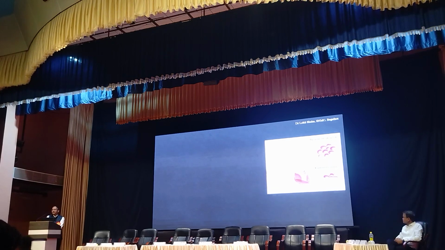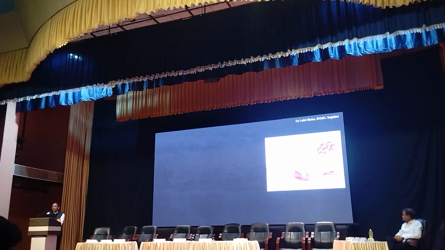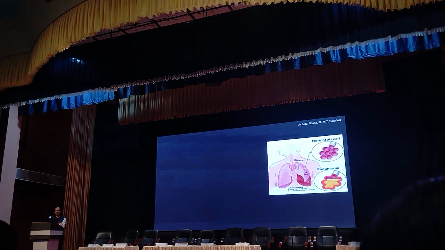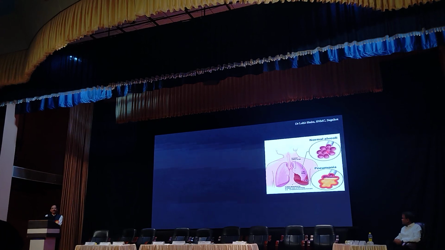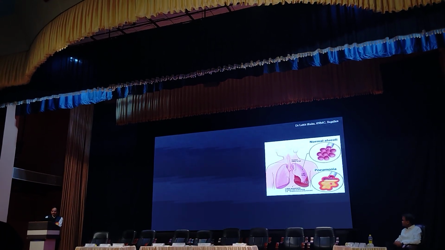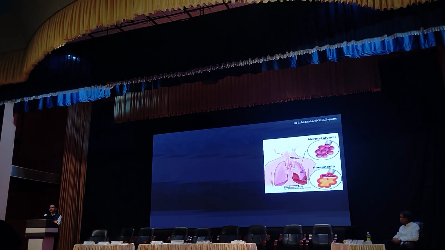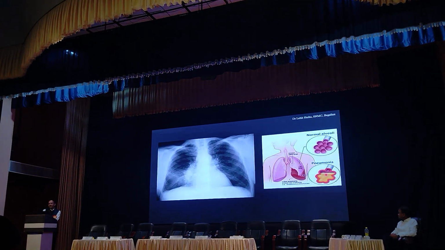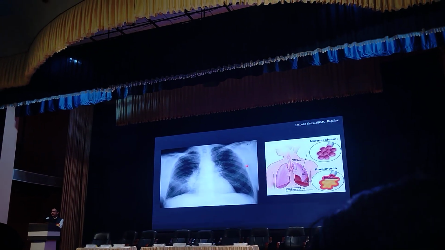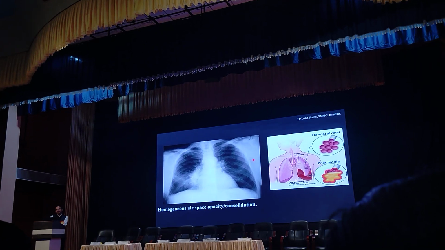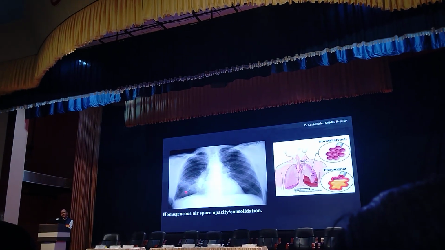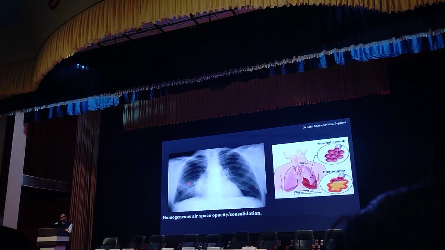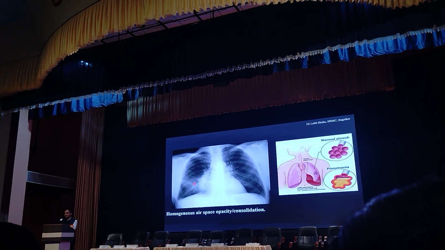We are going to see these are the alveoli, or the air sacs. Whenever these air sacs get infected, there is inflammation. Then after the inflammation, there is a collection of fluid. That is what we call pneumonia. So in pneumonia, we can see an X-ray like this. In this X-ray, we are going to see a homogeneous air space opacity, that is called a consolidation or opacity.